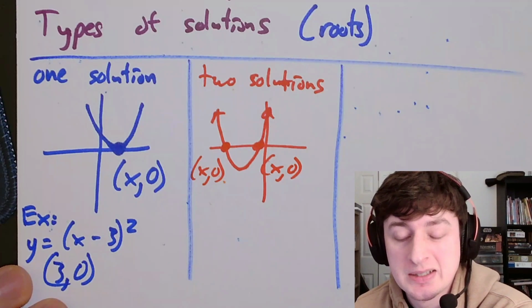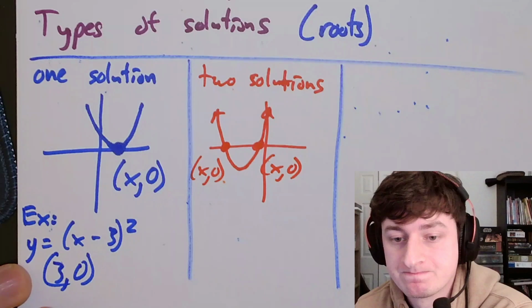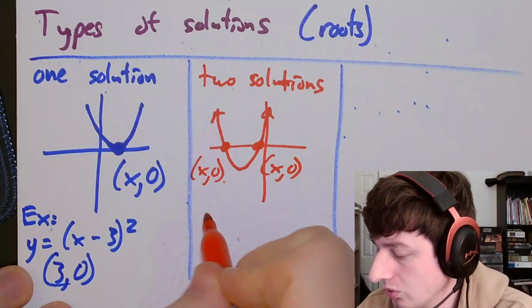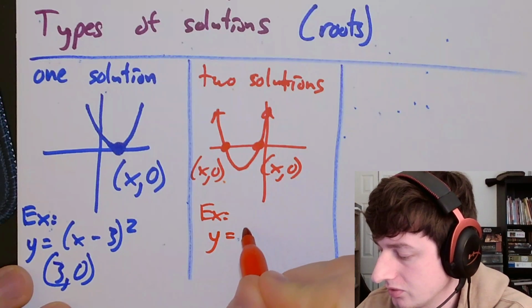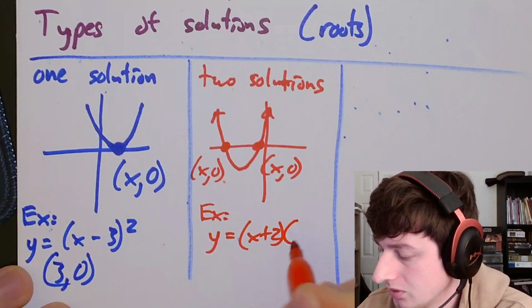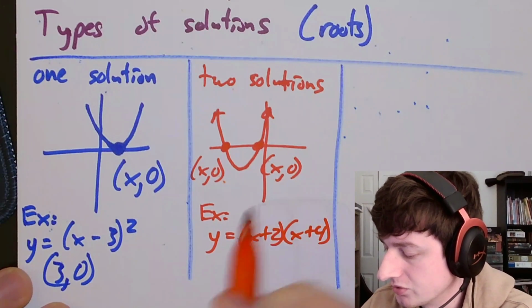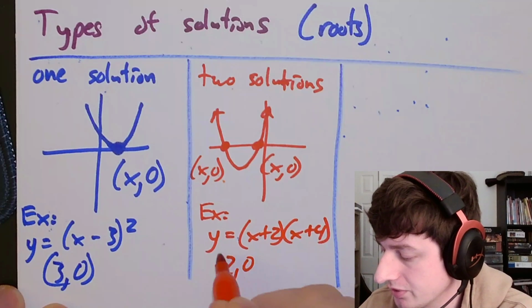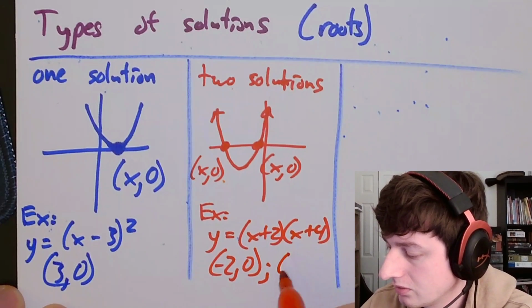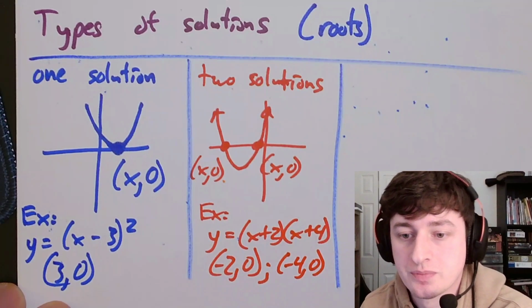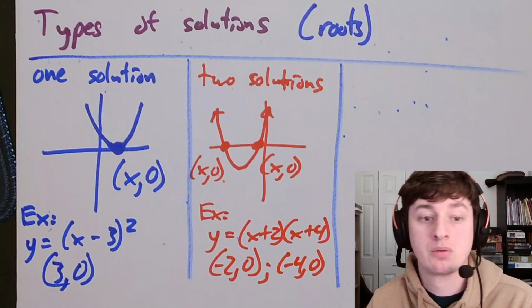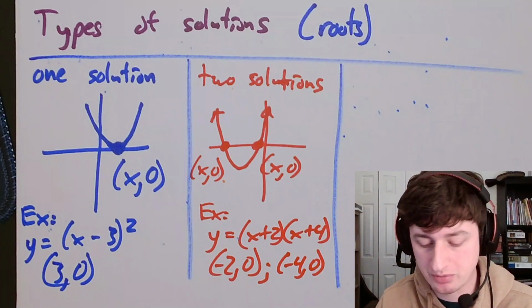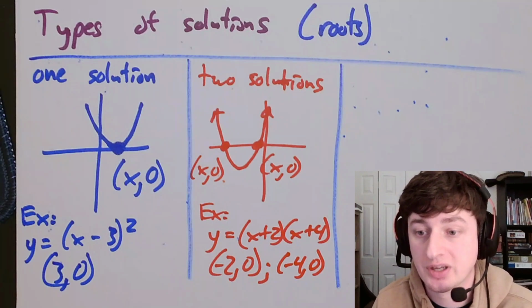What's something with two solutions? They could be in any form. So we can just do this in root form, where y equals x plus 2 times x plus 4. And so the solutions are negative 2 comma 0 and negative 4 comma 0. So we have two solutions. Both of those we have looked at before.